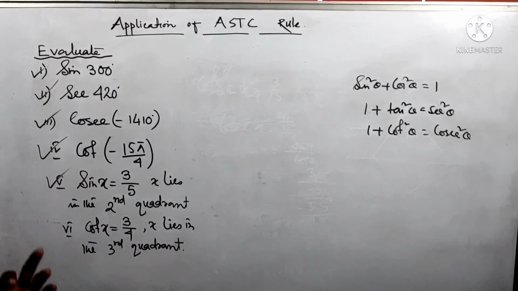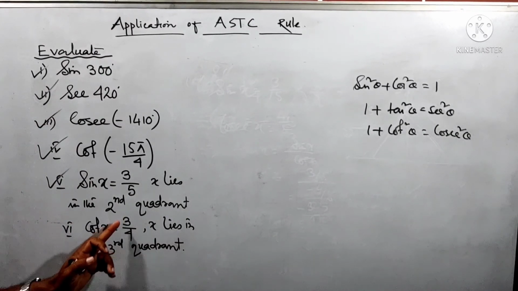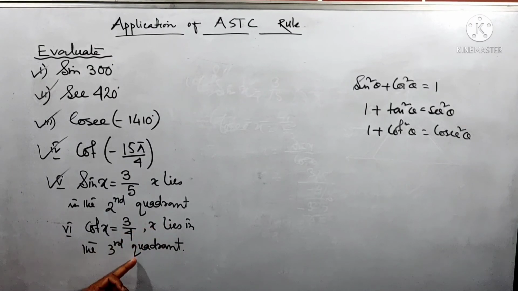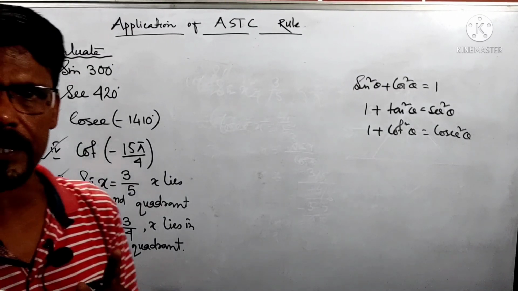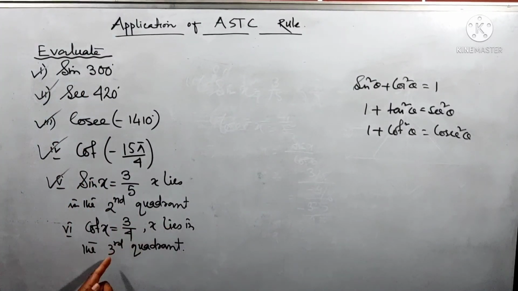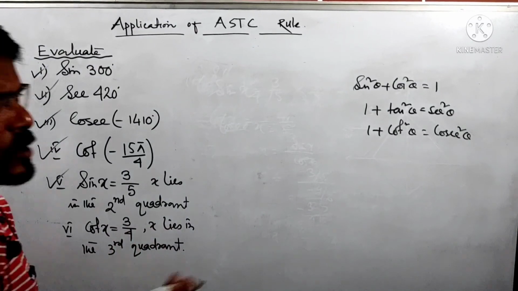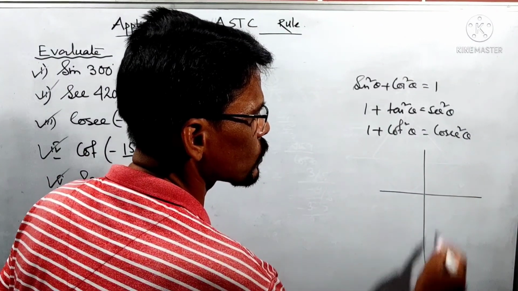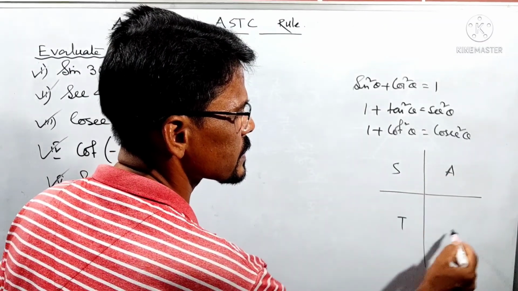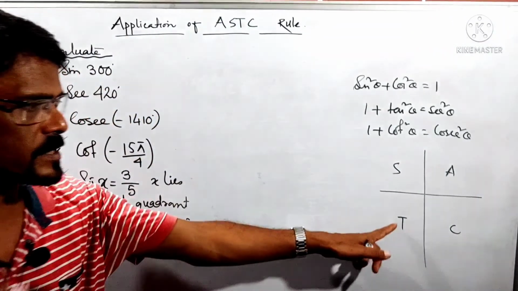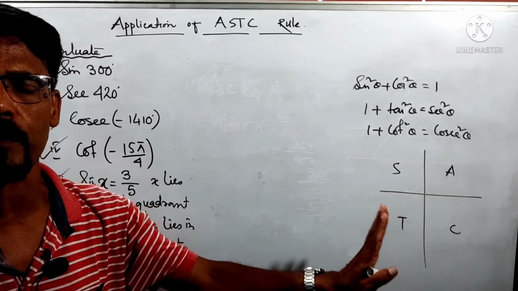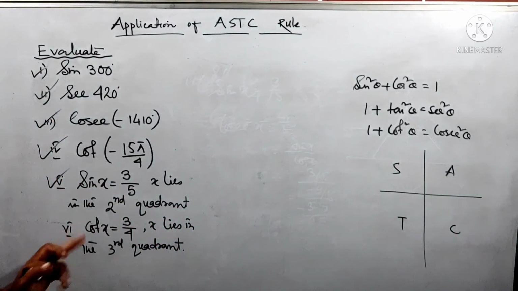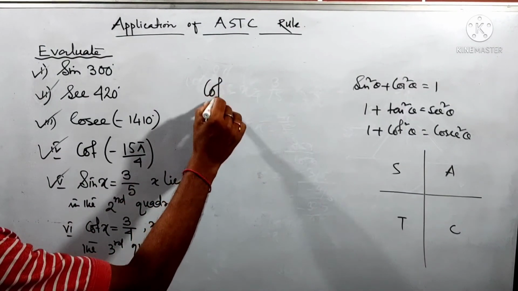Let us see another example. Cot x equal to 3 by 4, x lies in the third quadrant. We need to calculate all other trigonometric ratios. But the main point here, you remember, x lies in the third quadrant. And in the third quadrant, according to the ASTC rule, tan is positive. Since tan is positive, its opposite cot is also positive, then all other ratios must be negative. So let us say cot x equal to 3 by 4.